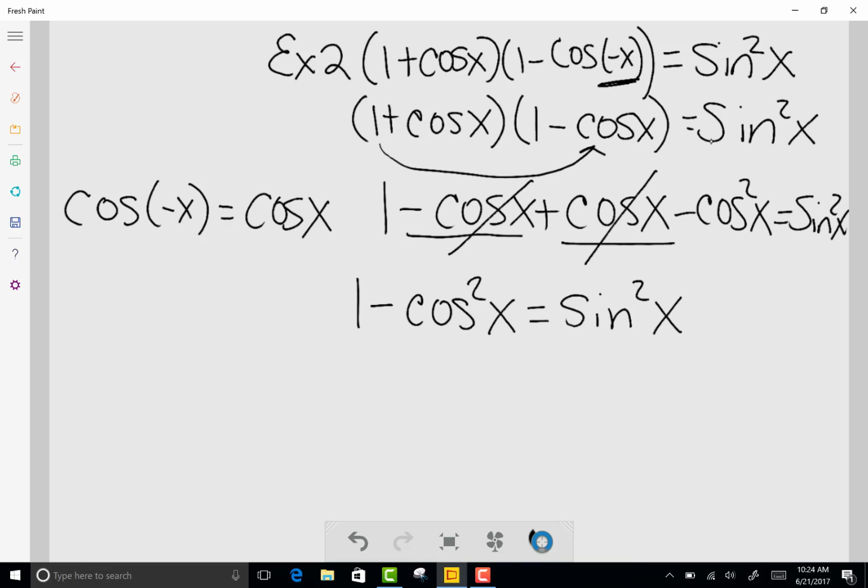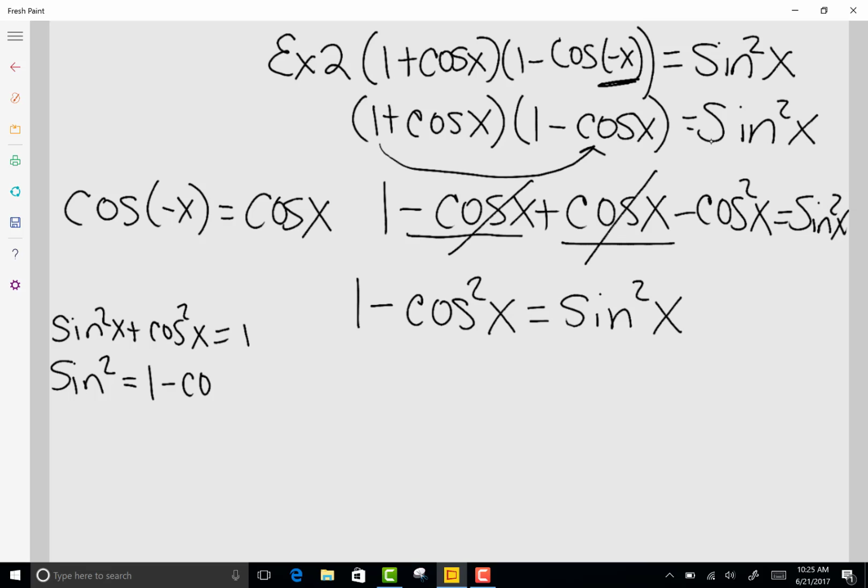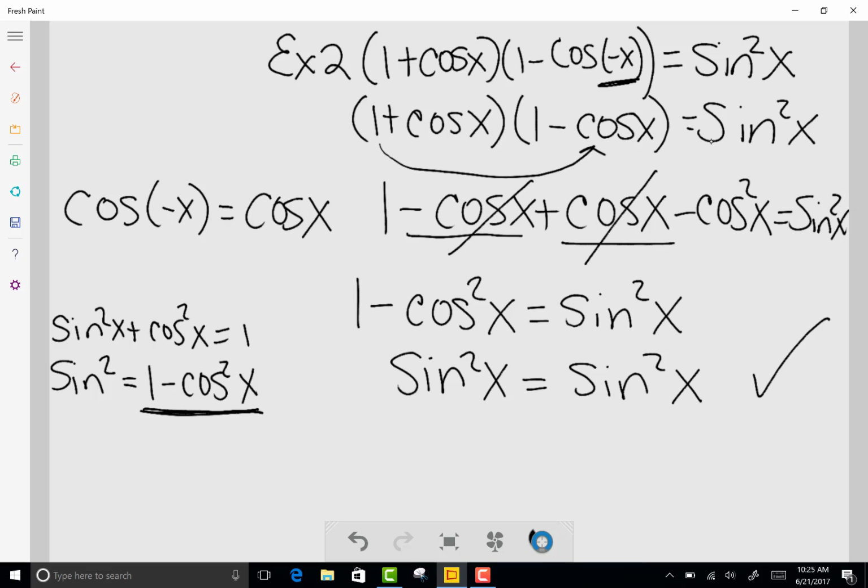Now, if you think back to one of our key Pythagorean identities, we have sine squared x plus cosine squared x is equal to 1. If I subtract cosine squared x from both sides, this is what I get. So I know I can replace the 1 minus cosine squared x with sine squared x. And we are done. So the main idea is if you see a negative angle in your identity, you want to use the properties of even and odd functions in order to prove that identity. And then keep in mind that all trig identities are odd except for secant and cosine. Those are even.